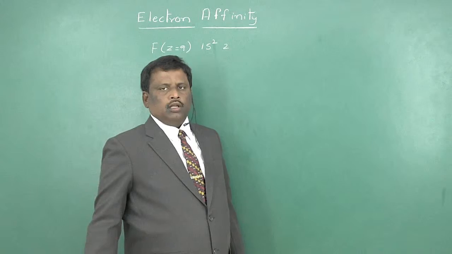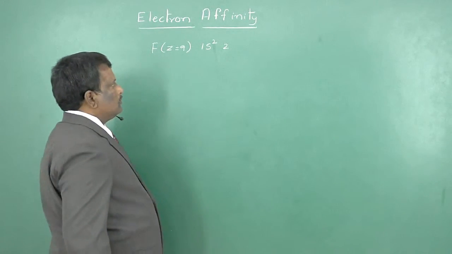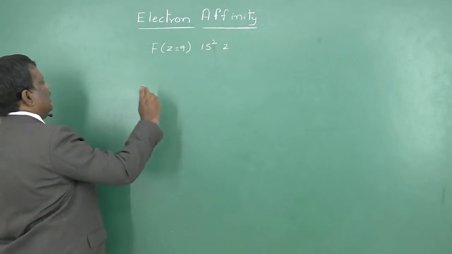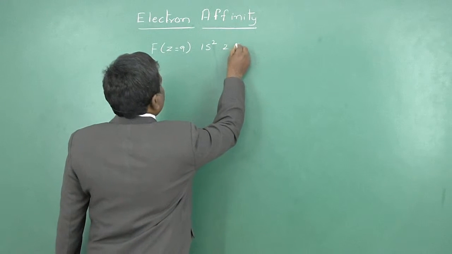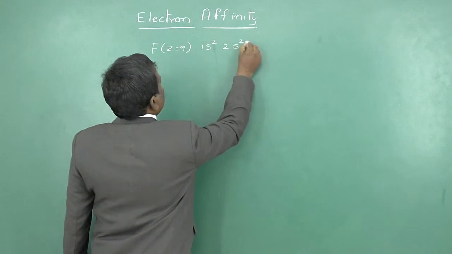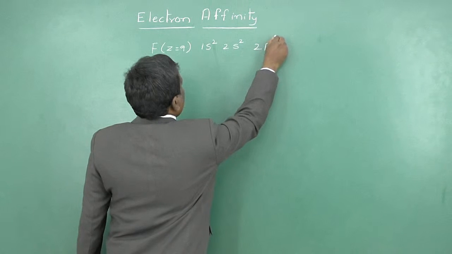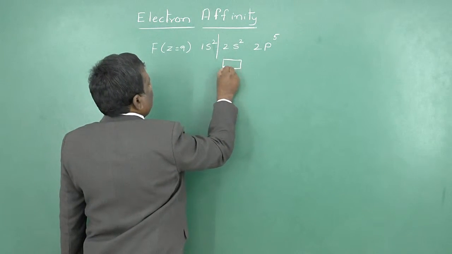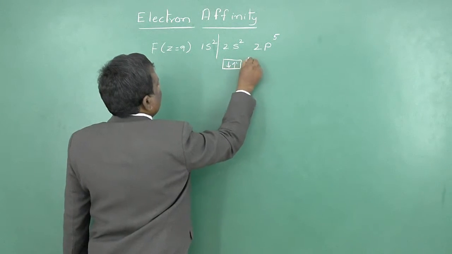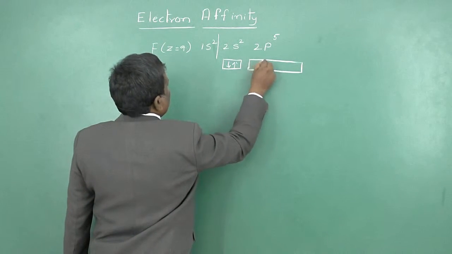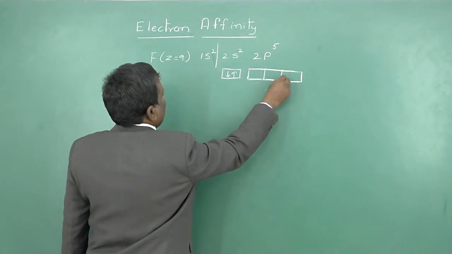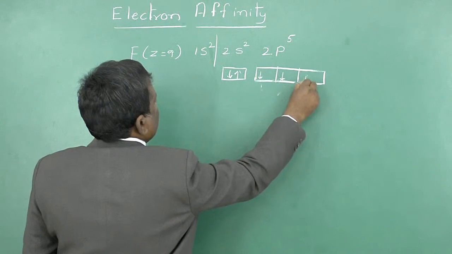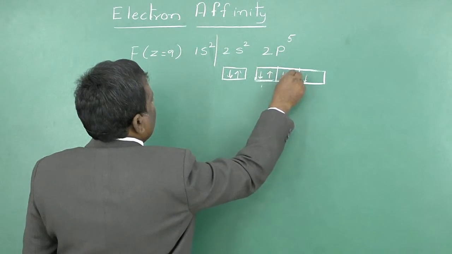For example, let us see the electronic configuration of fluorine. Its atomic number is 9. So, its electronic configuration is 1s2, 2s2, 2p5. This is the valency shell of fluorine, where you have 2 electrons in the 2s orbital and 5 electrons in the 2p orbital. Let us verify how these 5 electrons are distributed: p1, p2, p3, p4 and p5.